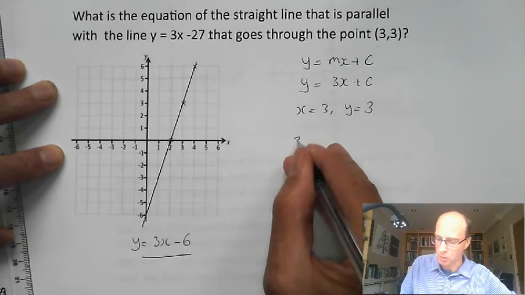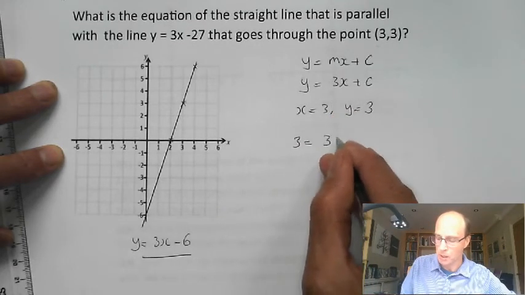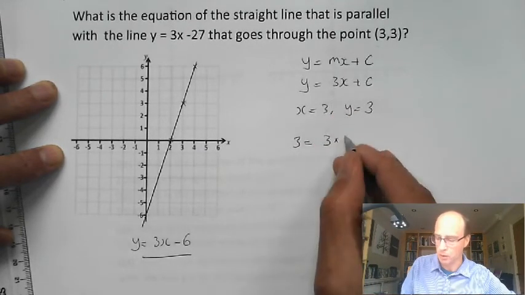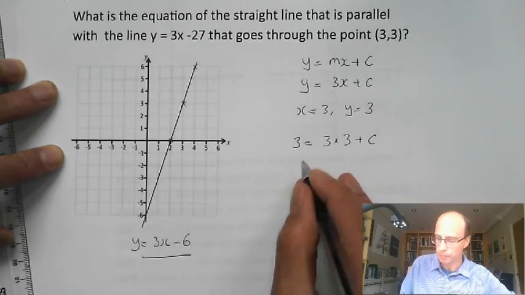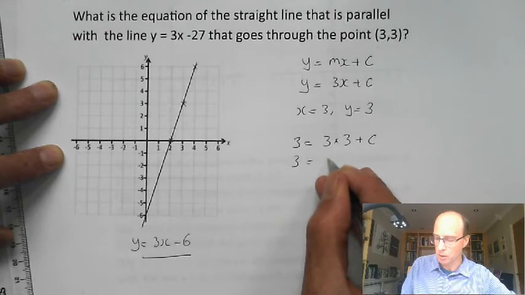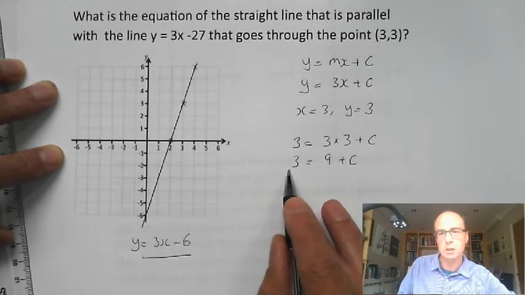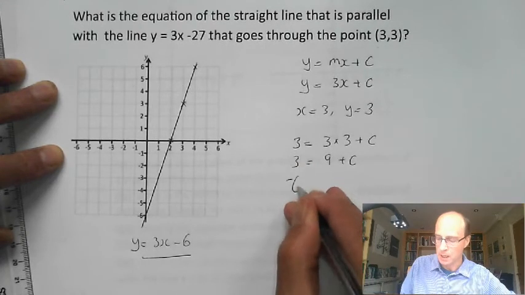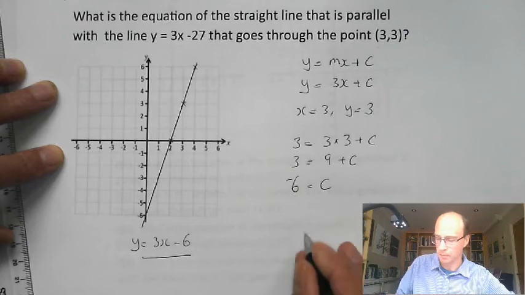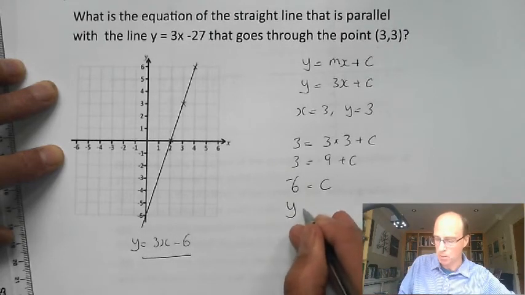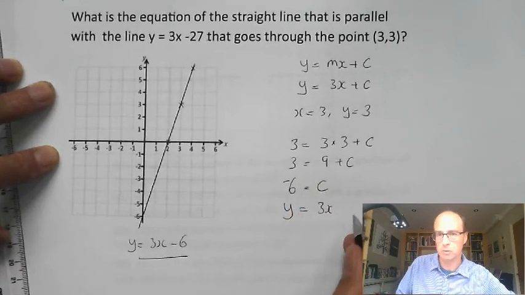So y is equal to 3, this is equal to 3 lots of x, so 3 lots of 3, equal to 9, plus my constant, which I don't know yet. 3 is equal to 9 plus c, and then if I subtract 9 from both sides of my equation, I get negative 6 is equal to c. Pretty much there. So my equation, my straight line, y is equal to 3x take away 6.